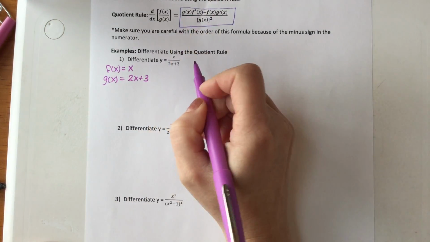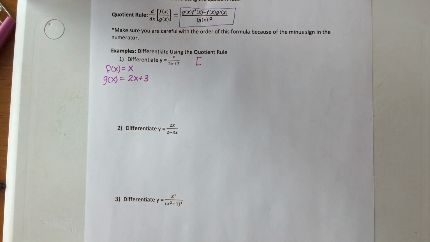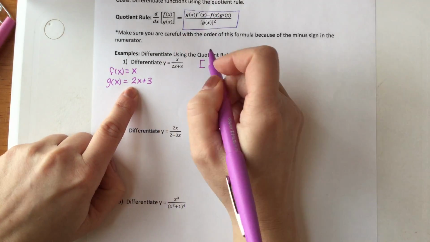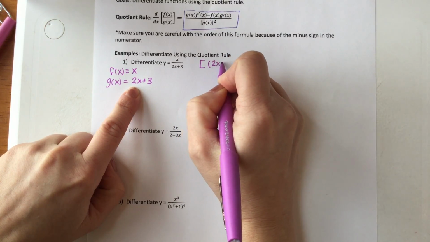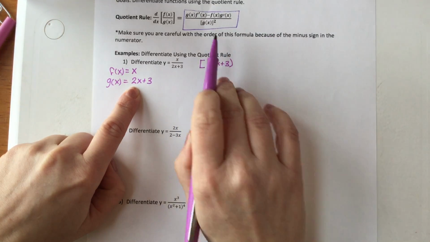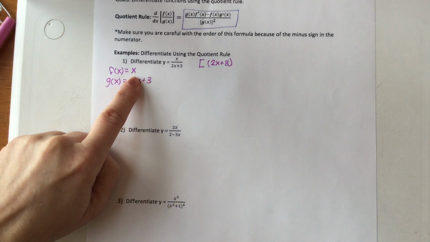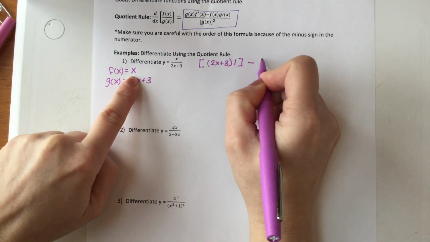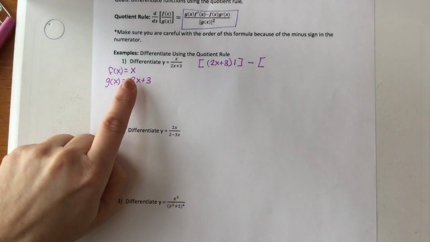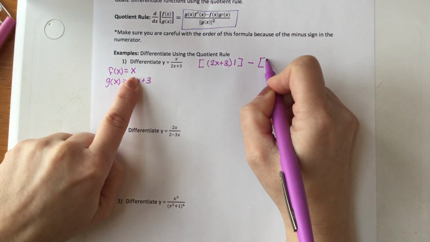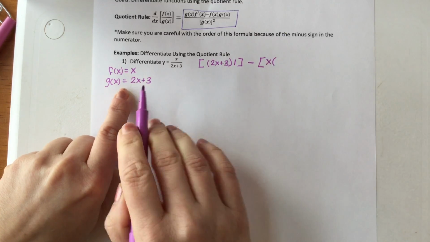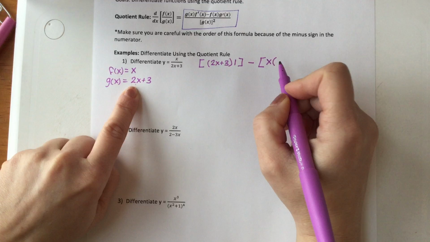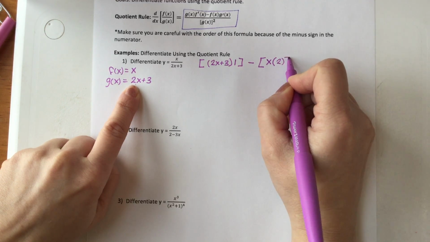So now on the top, the first chunk, and again, I like to use brackets just to separate everything. You keep g of x the same, so it's 2x plus 3. You multiply it by the derivative of f of x. Well, the derivative of x is a 1. Minus, now the second chunk, you keep f of x the same, which is x. You multiply it by the derivative of g of x, which in this case ends up just being a 2.